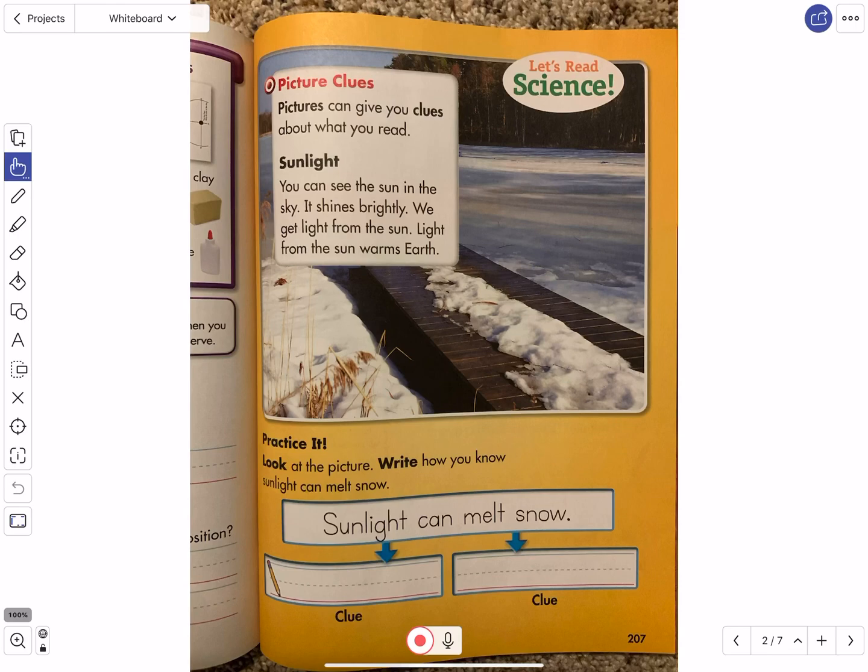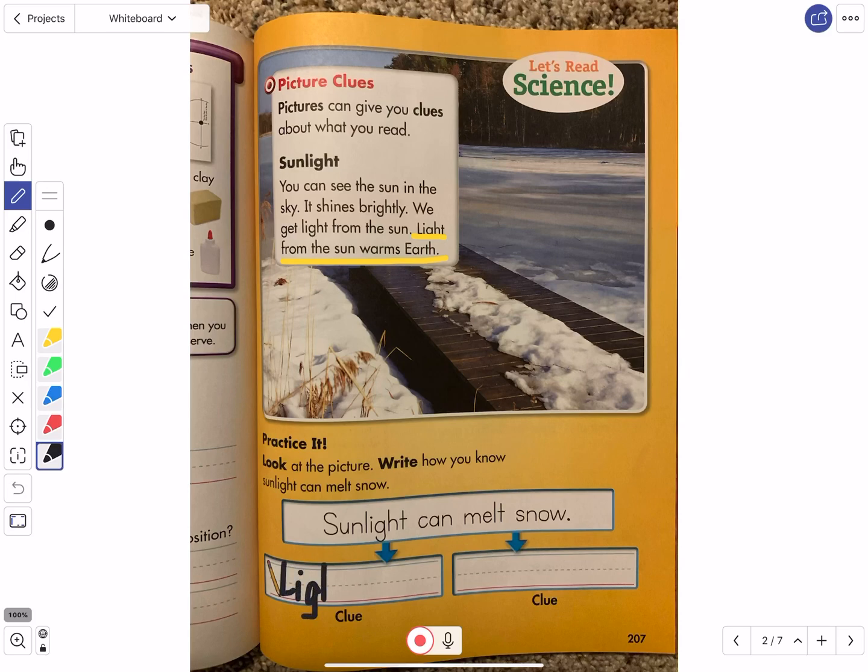Sunlight. You can see the sun in the sky. It shines brightly. We get light from the sun. Light from the sun warms Earth. Now down below we have a practice set opportunity. Look at the picture, write how you know sunlight can melt snow. So how do we know? So I know in my brain some things about melting snow, and I see in the text that it says light from the sun warms the Earth. So that's a clue for me.